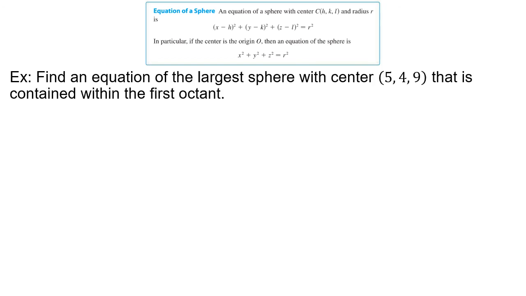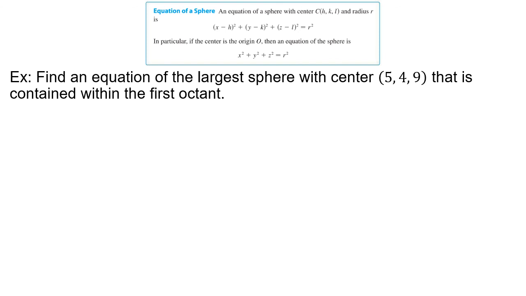And one last problem, find the equation of the largest sphere with that center of 5, 4, 9 that is contained in the first octant. So you want the biggest sphere you possibly could have that is in the first octant. So the sphere must have a radius equal to the minimum distance, because anything bigger than that smallest number would push it over into one of the other octants, maybe the second octant, third octant, whatever. And so what we do is we pick a radius based on the smallest number, the shortest distance.